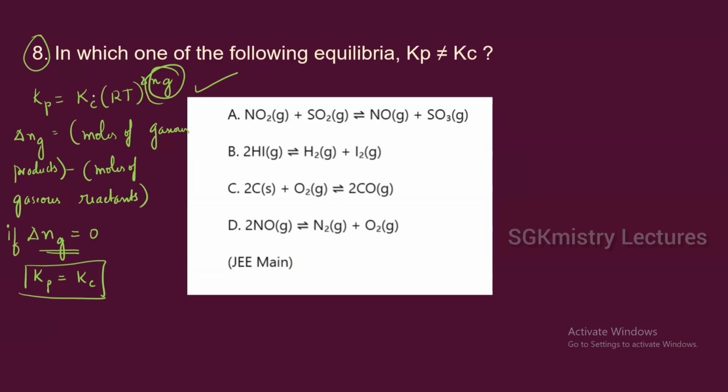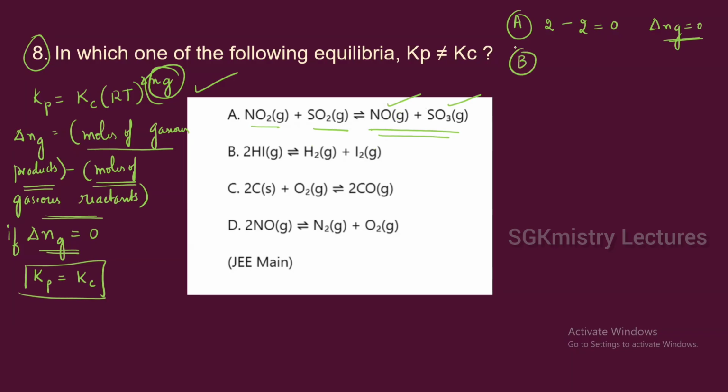Now, let us calculate the delta Ng for all of the given options. Then we can identify where Kp is not equal to Kc. Now, finding for A. Here, delta Ng is the number of moles of gaseous products minus moles of gaseous reactants. So in the products, how many gaseous moles are there? Here 1 and 1, so we have 2, minus in the reactant, how many are there? 2. So we have 0. So delta Ng here is 0, which indicates Kp is equal to Kc. Okay, so they are asking where Kp is not equal to Kc.